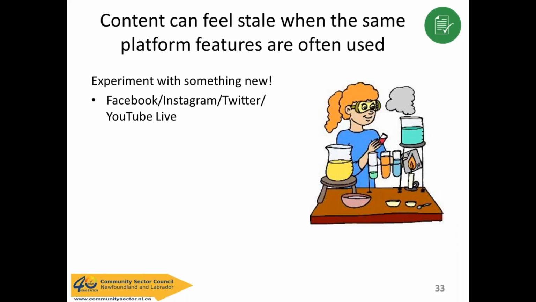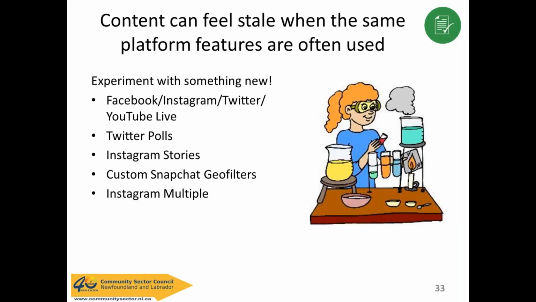So content can sometimes feel stale when the same platform features are often used. So have you tried experimenting with something new recently? Have you done Facebook or Instagram or Twitter or YouTube Live? What about Twitter polls, Instagram stories, custom Snapchat geofilters, Instagram multiple photos or videos, or Snapchat lenses? Or Twitter moments. So there's a lot of different things.